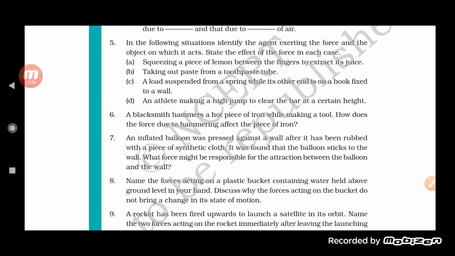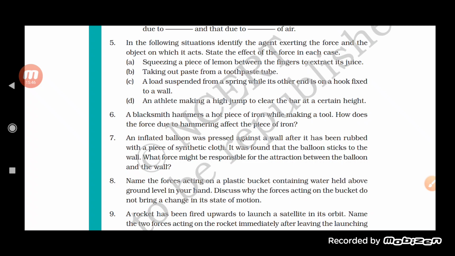So while applying force, yes, we can change the shape. When the blacksmith hammers the iron object, he is actually changing the shape by applying muscular force on it, and ultimately can give it whatever shape he wants.